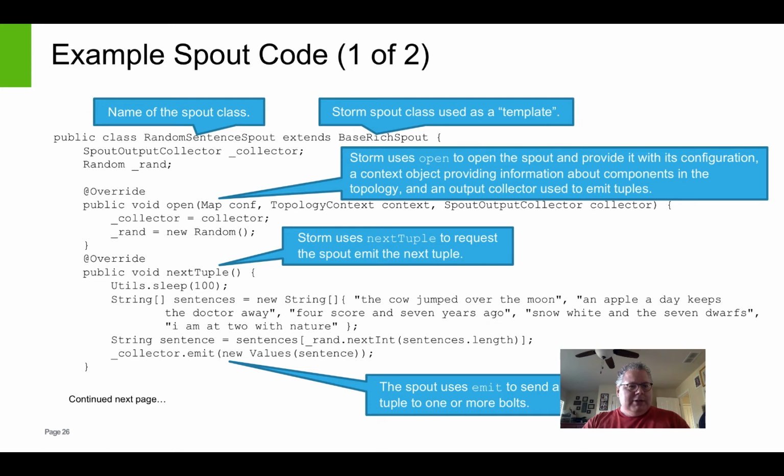But what is this thing doing? It's a random sentence spout, so it is randomly emitting a sentence from a handful of well-defined sentences as you see there. So that's really what we're talking about. This would be the thing that listens to your message queue or something like that.